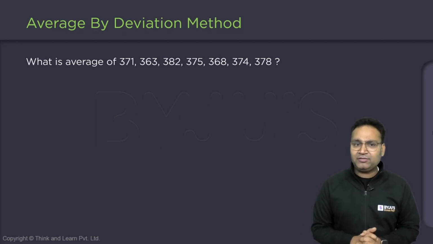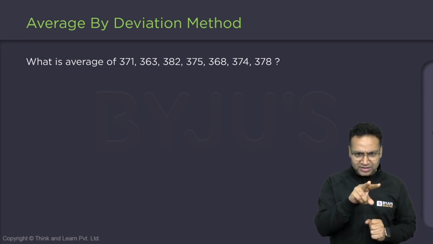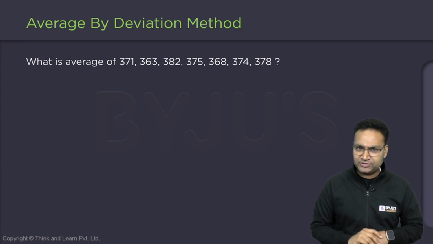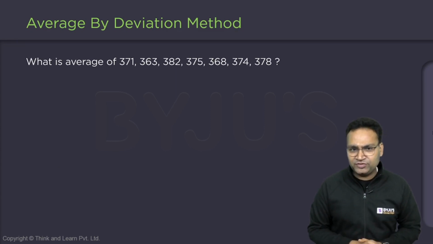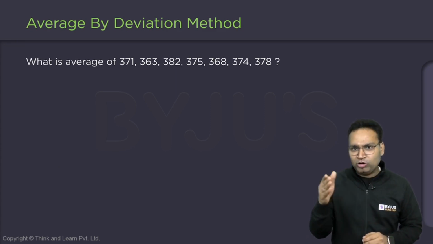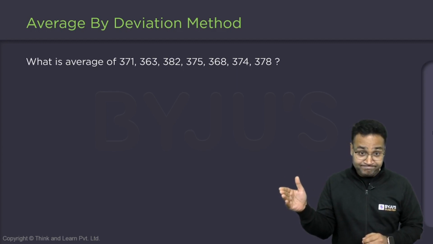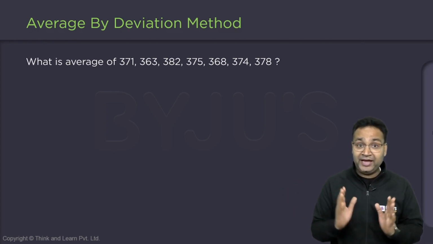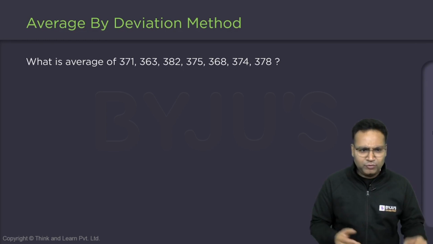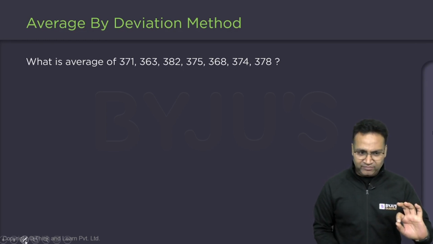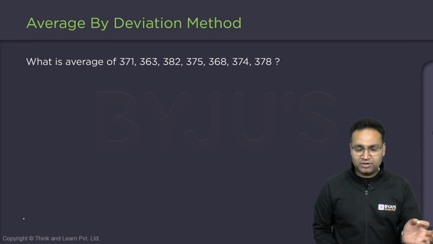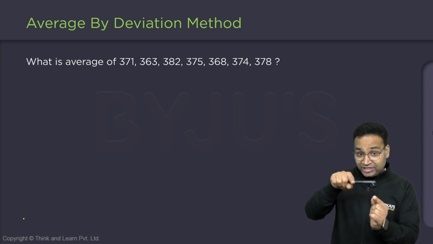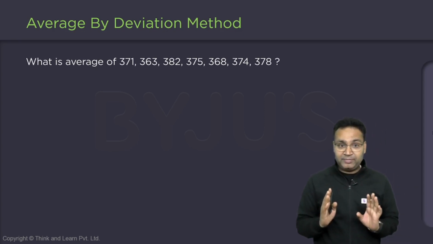Let's say we have to calculate the average of these 7 numbers. How would I get the average of these 7 numbers? I will add all of these numbers and then I divide by 7. That's one way of doing it. I'm going to properly do the addition of these numbers and then divide it by the number of numbers.